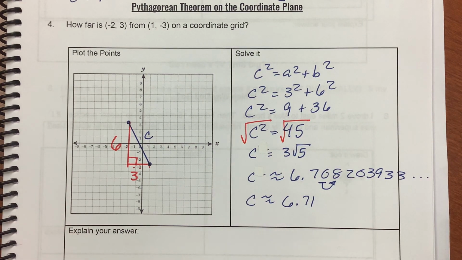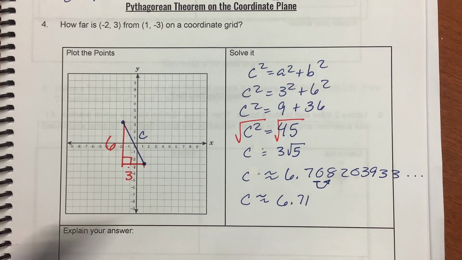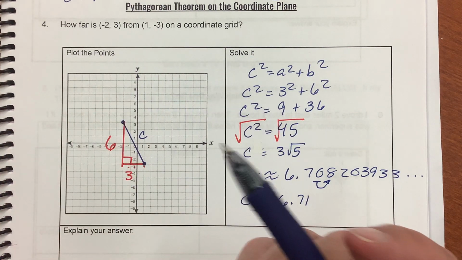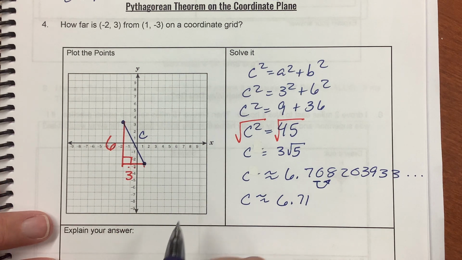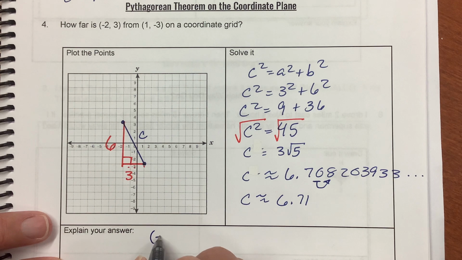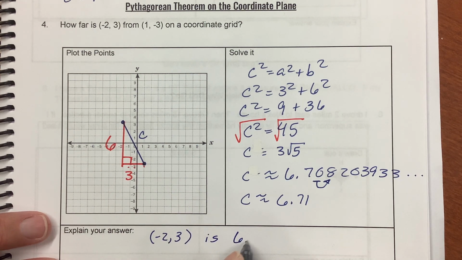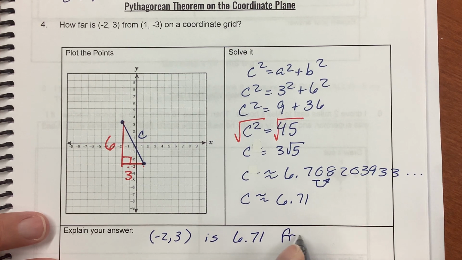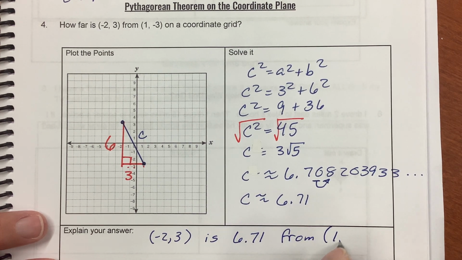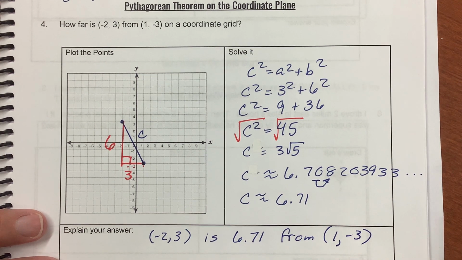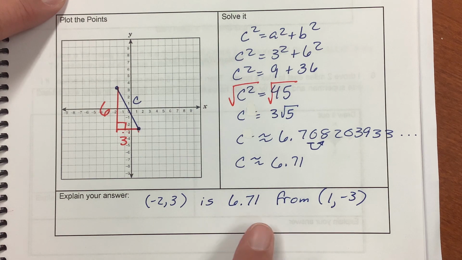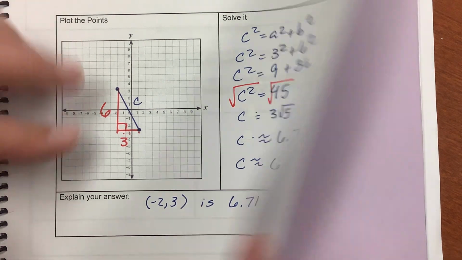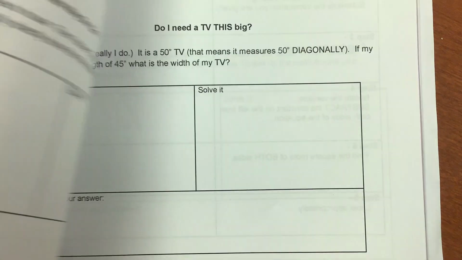Okay. On the bottom, I have to go back and write how far is blank from blank? How far is -2, 3 from 1, -3? -2, 3 is 6.71 from 1, -3. There you go. Put the answer from the question. All right. Next page. You try it on the top.